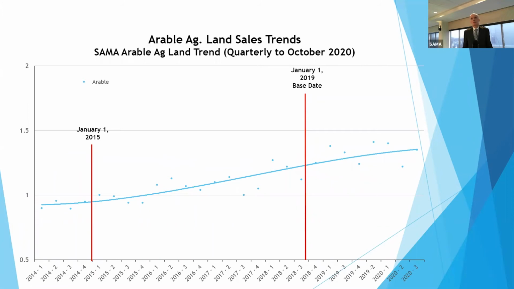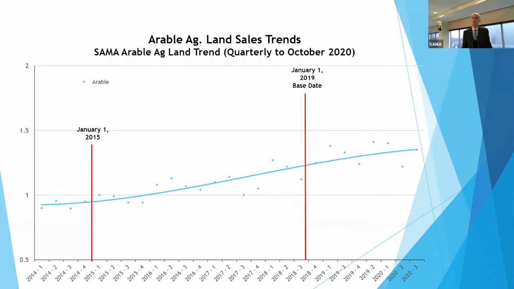And this is a very similar diagram for the arable land in the province. And again, a quarterly chart and the same parameters. And you can see the left line indicating the Jan 1, 2019 base date. And that's kind of where we intersected for values for the work that we're doing.